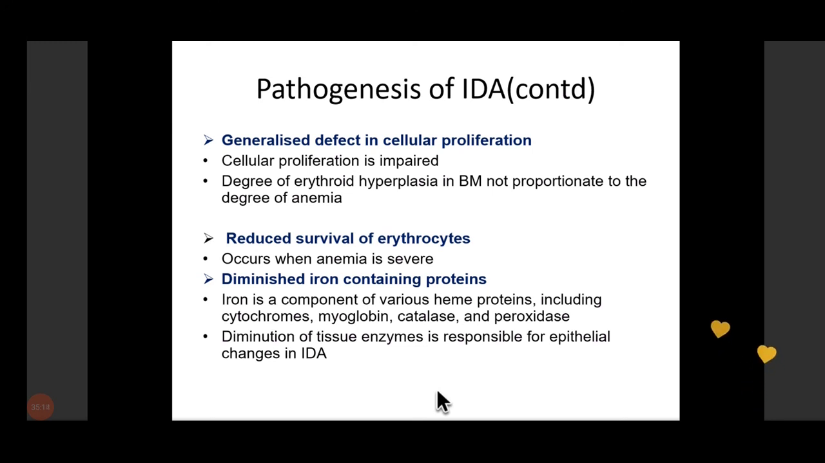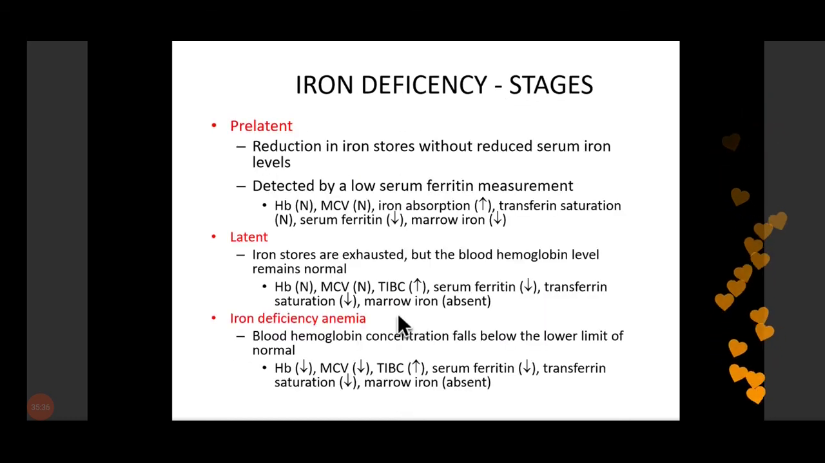There is diminished iron containing proteins. You know that there are some proteins which contain iron. So it is a compound of various heme products including cytochrome, myoglobin, catalase and peroxidase, which I have said. So there is a decrease in such proteins. This diminution of tissue enzymes is responsible for epithelial changes in iron deficiency anemia.